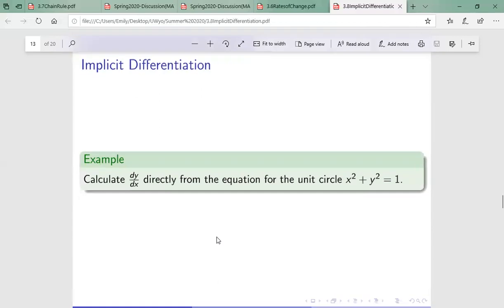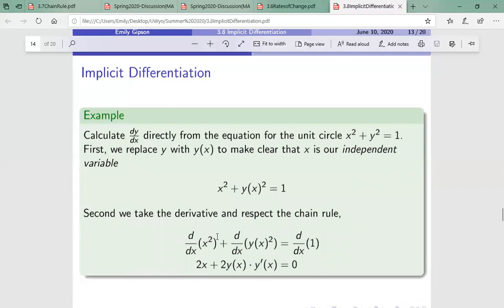So the first example is to calculate dy/dx directly from the equation of our unit circle, x squared plus y squared equals 1. Now, you don't have to pause. You can just continue watching this video since this example is the way to teach you the method. So first, we replace y with y of x to make it clear that x is our independent variable. So now I've got x squared plus y of x quantity squared equals 1.